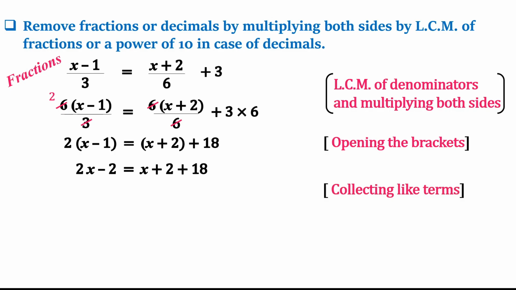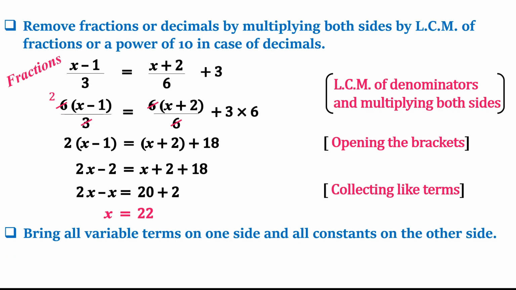Collecting like terms we have done. We are having 2x, along with that plus x from the right hand side. When it comes to this side, it becomes minus x, and already we are having 2 plus 18, which has become 20. To 20 we will add 2. Why are we adding 2? Because from the left hand side I have removed minus 2. When minus 2 comes this side, it becomes plus 2. So the next step, we will simplify. 2x minus x is x, 20 plus 2 is 22. So this is my answer.